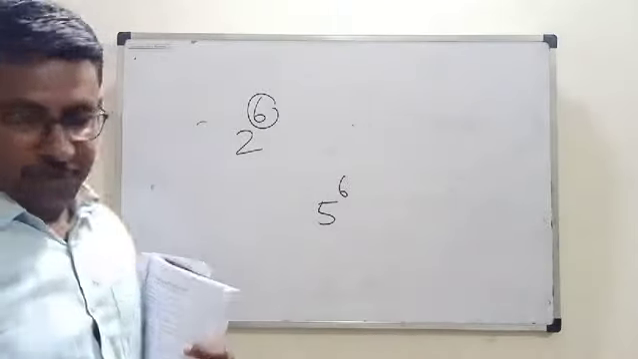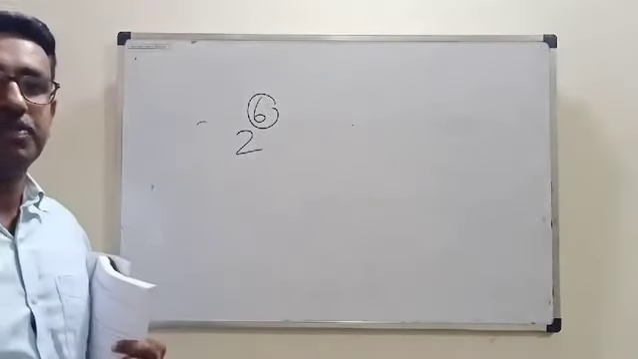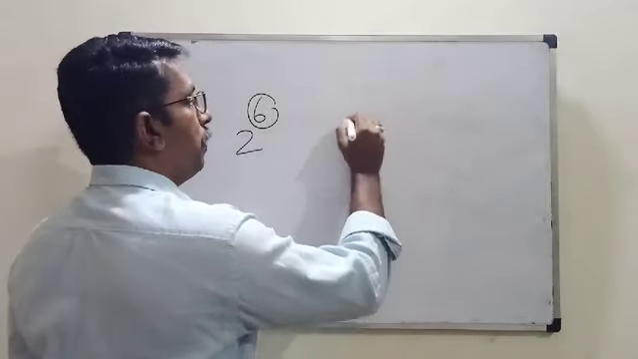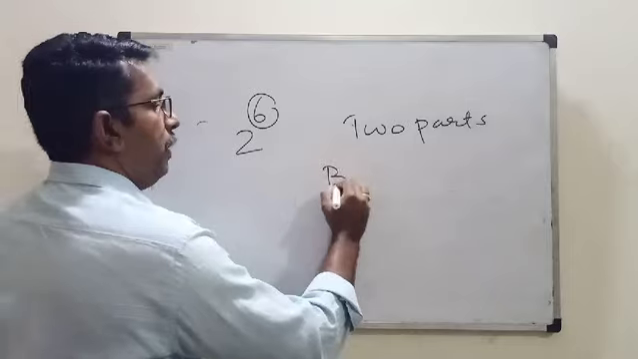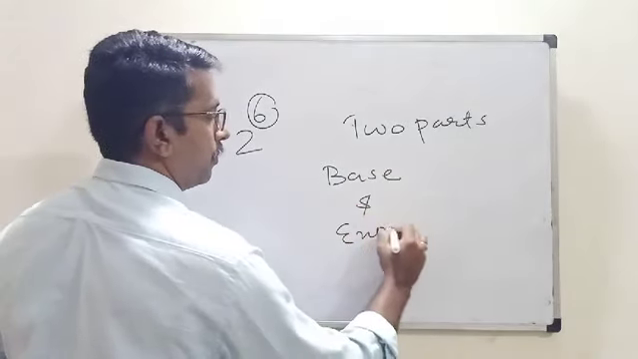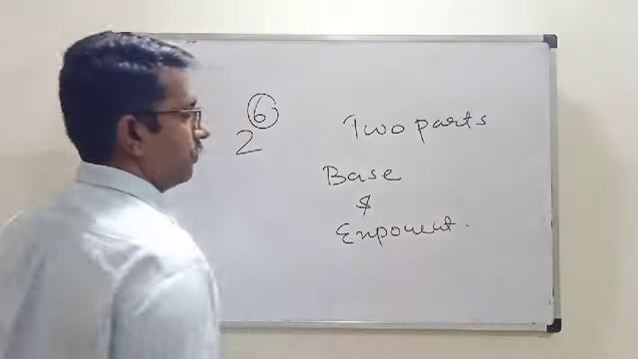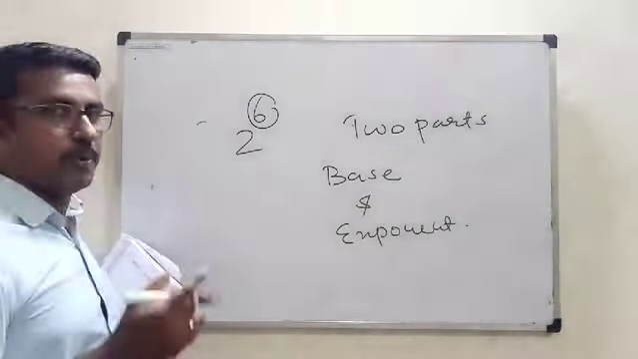Now, 2 to the power 6 is an exponential number. Every exponential number has two parts. How many parts? Two parts: base and exponent. We already discussed what an exponent is. Exponent tells us how many times a number is multiplied with itself.